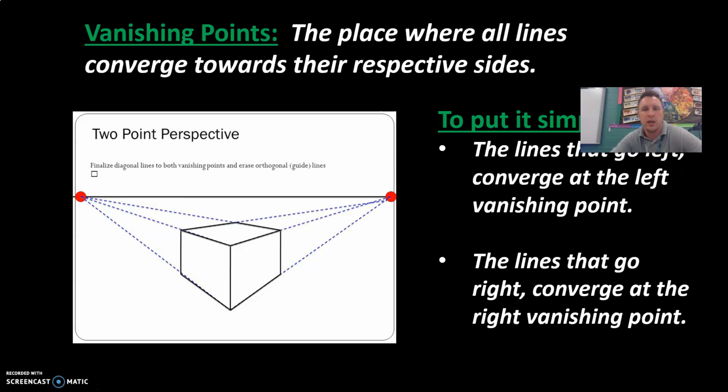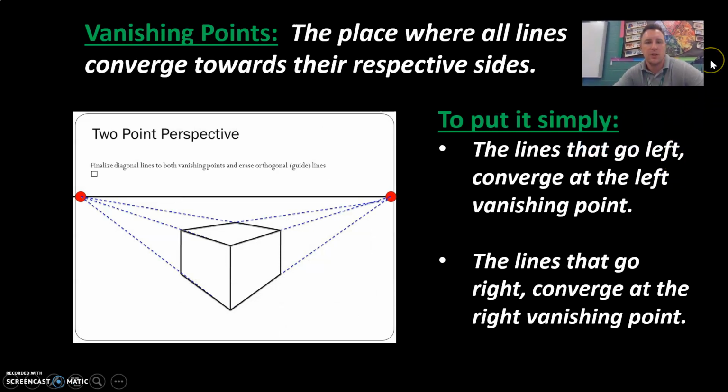Vanishing points. I say points this time because now we have two. It's the place where all lines converge towards their respective sides. Notice how I changed that part of the definition: it's their respective sides. As I mentioned earlier, to put it simply, the lines that go left converge at the left vanishing point, and the lines that go right converge at the right vanishing point. That's demonstrated in this video here, as the lines that go right go to the right dot, and the lines that go to the left red dot, the left vanishing point.